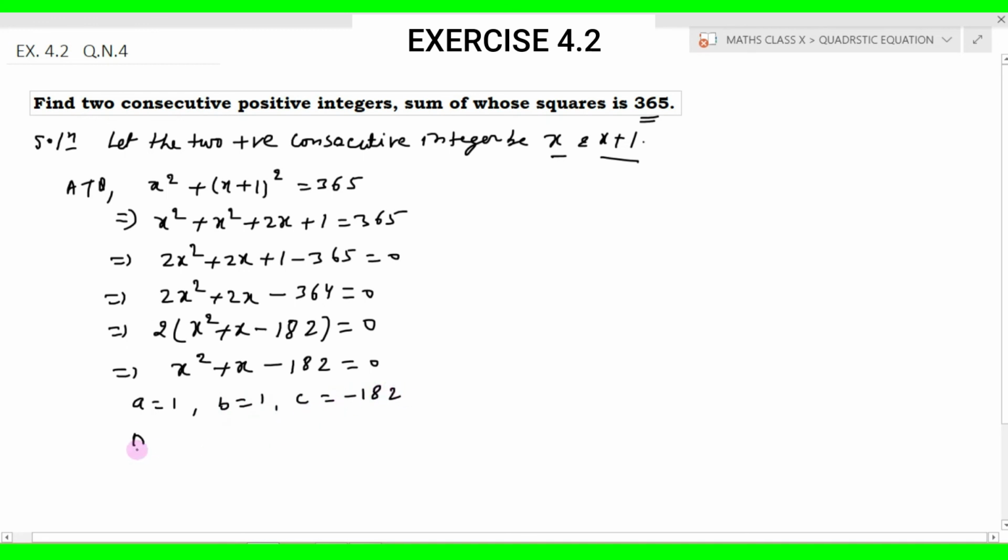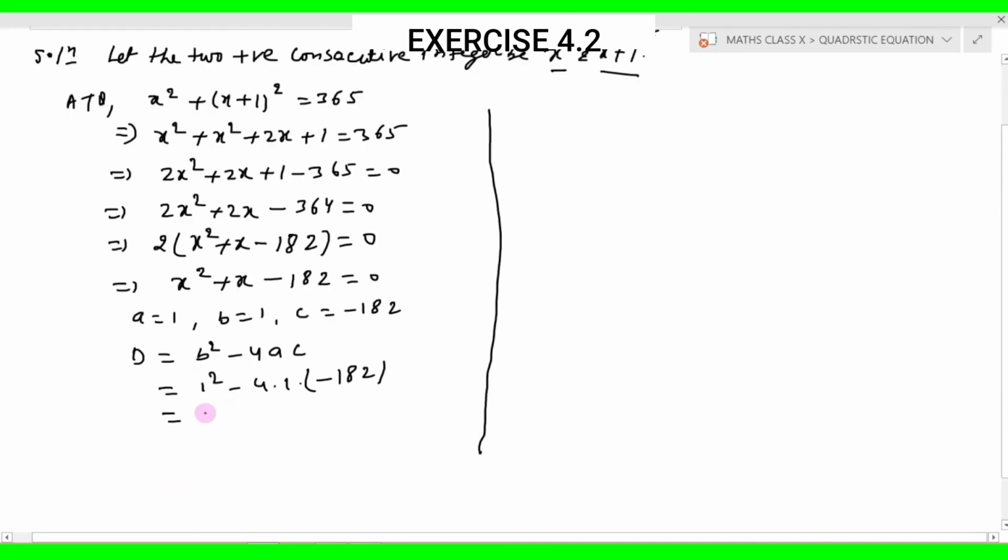So what value of d can we get here? The formula for d is b square minus 4ac. Here b is 1, so 1 square minus 4 into a is 1 into c is minus 182. Since this is negative, it is compulsory to put the bracket. So here 1 square is 1, minus minus is plus, and 182 into 4: 4 2s are 8, 728. And then it will be 729. So you got the value of d as 729, which is greater than 0.